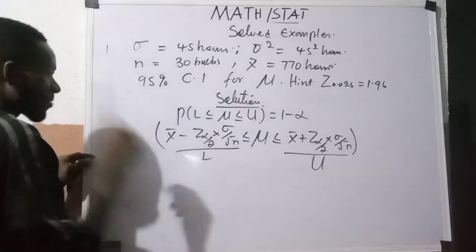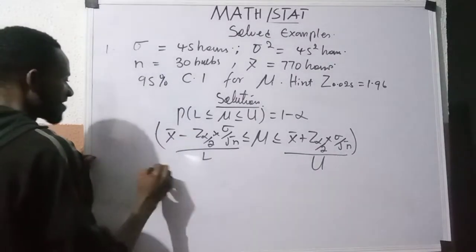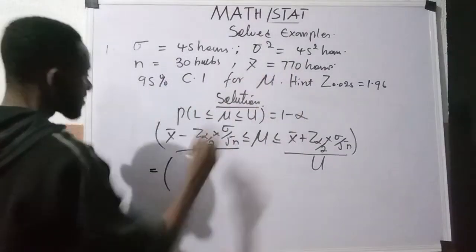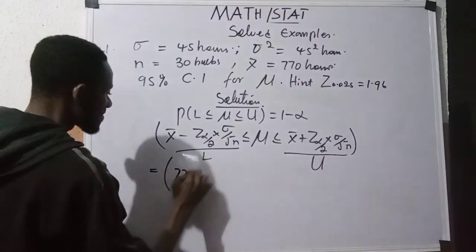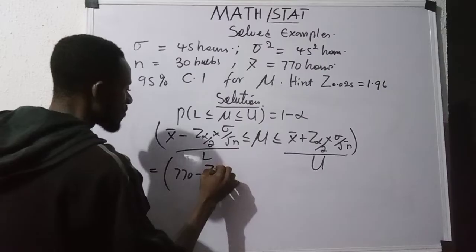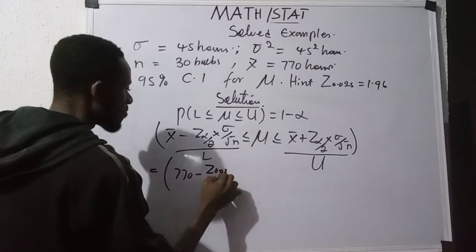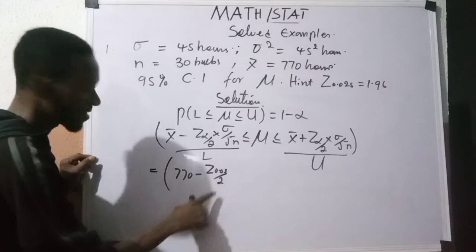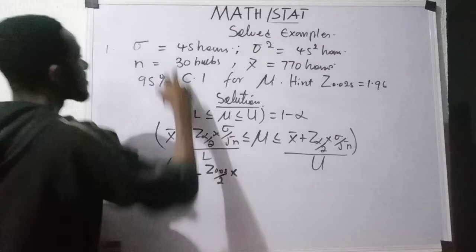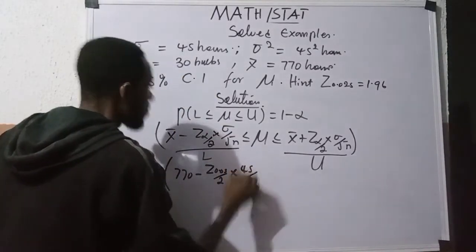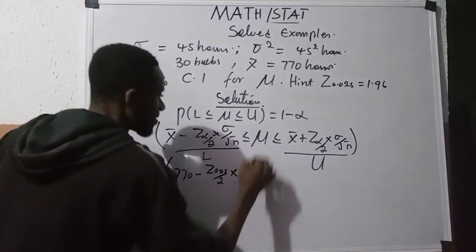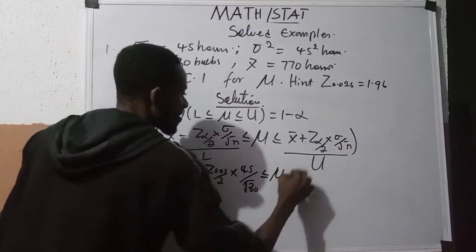So I will now come here, and what I will write here now becomes this equals, I'll open the bracket. What is my x bar? 770. So in place of x bar, I'll write 770. What's the sign here? Minus. What is here? My z of 0.05 all over 2. Then multiply by sigma, which is 45, so I have 45 all over. What is my n? 30. So I have square root of 30. This is less than or equal to mu, less than or equal to.